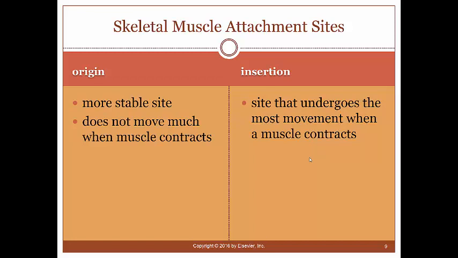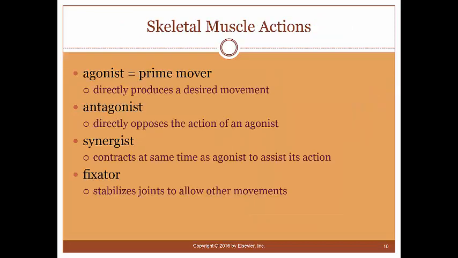And this is from contraction of the muscle and force placed on the area of the insertion. When we look at muscle movements, we have 4 different types of muscle actions and what role the muscles themselves will play. So we have the prime mover, otherwise known as the agonist. This is the muscle that produces the desired movement. So an example of this would be your biceps brachii muscle. When it contracts, your elbow is actually going to flex.